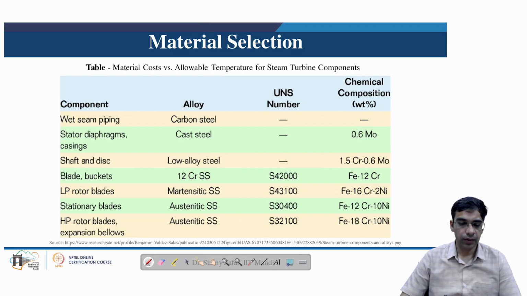So next, if you look at the various components used in steam turbines, the wet steam piping is made of carbon steel, stator diaphragms and casings are made of cast steel, shaft and disc are made of low alloy steel, blades and buckets are made of 12% chromium stainless steel, low pressure rotor blades are made of martensitic stainless steel, stationary blades, that is the stator blades, are made of austenitic grade stainless steel, and the high pressure blades expansion bellows are made of austenitic grade stainless steel.